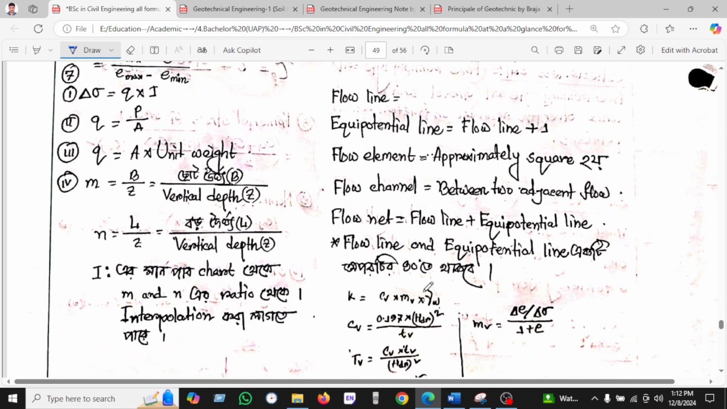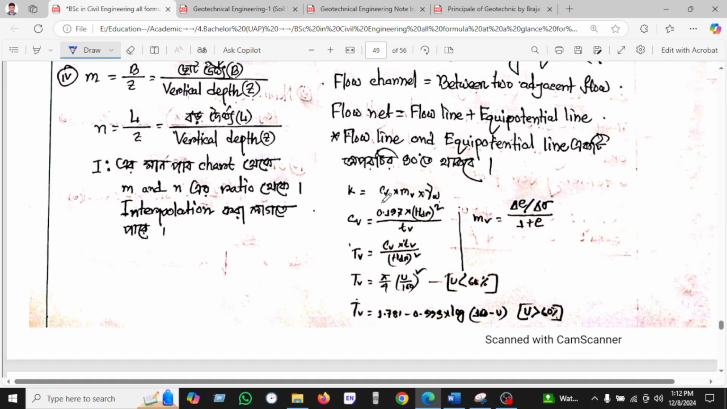So you can see here K equals CB MB gamma W. C equals 0.197 H TR square TB, and TB equals CB TB TR square, and TB equals pi by 4 into U divided by 100 square, when U is less than 60%. When U is greater than 60%, then T will be 1.781 minus 0.933 log 10 of 100 minus U.